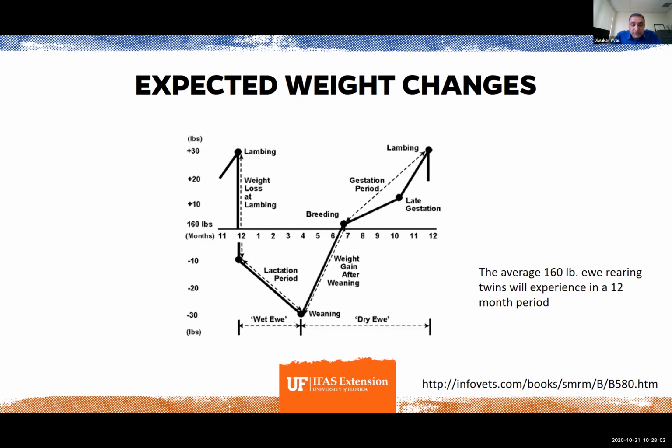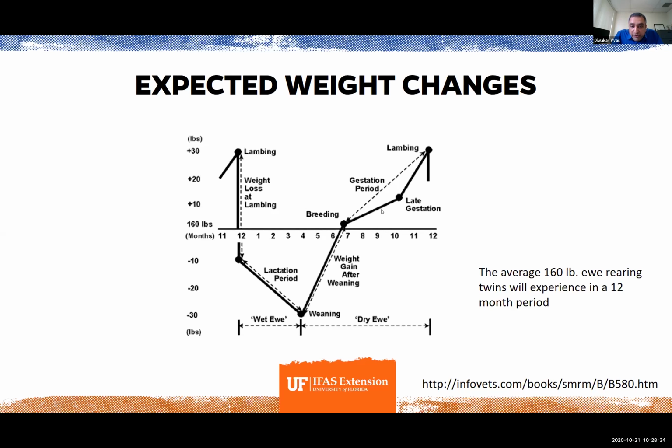These are wet ewes. Now we are weaning lambs here, so the milk production stops. This is the time when they will start gaining body condition. Okay, so now they are slowly gaining body condition. At this point, we are breeding these animals. We need to make sure they are in an optimal body condition score so that we can successfully breed them. And slowly they are in the gestation, early phase of gestation.